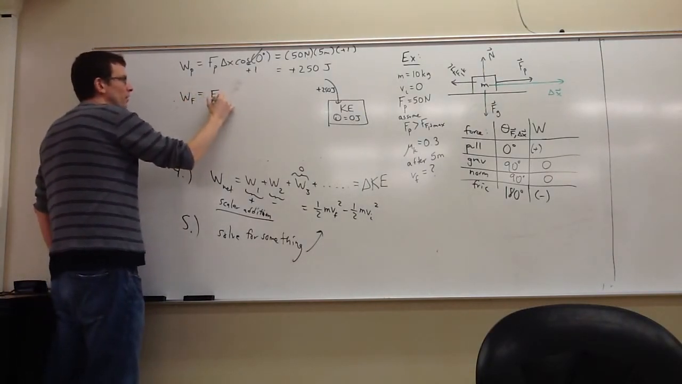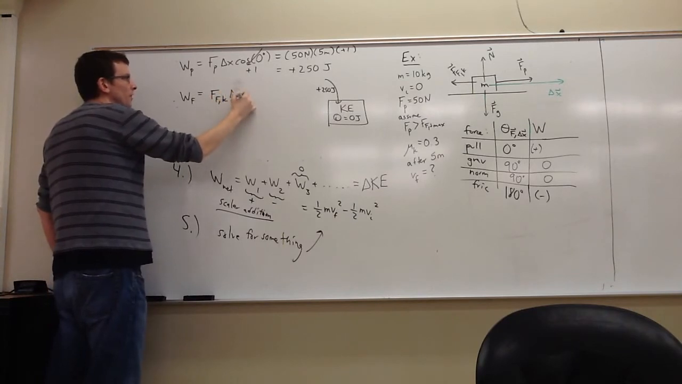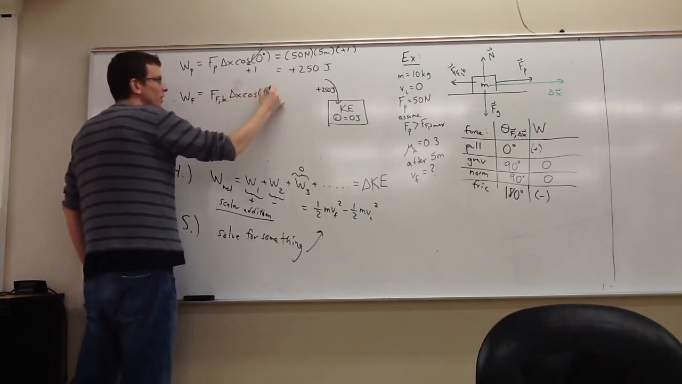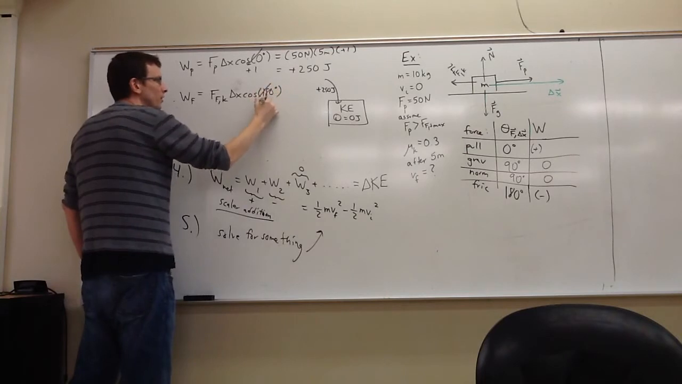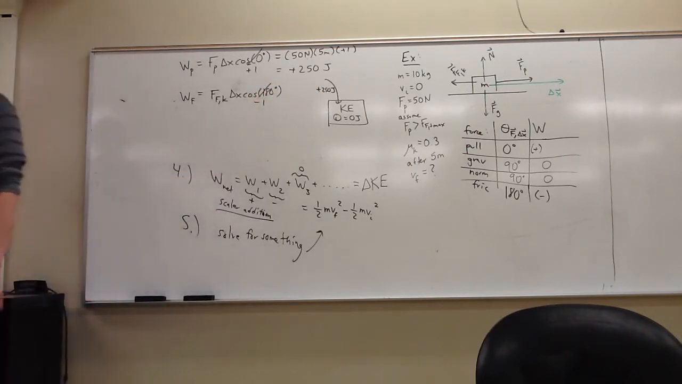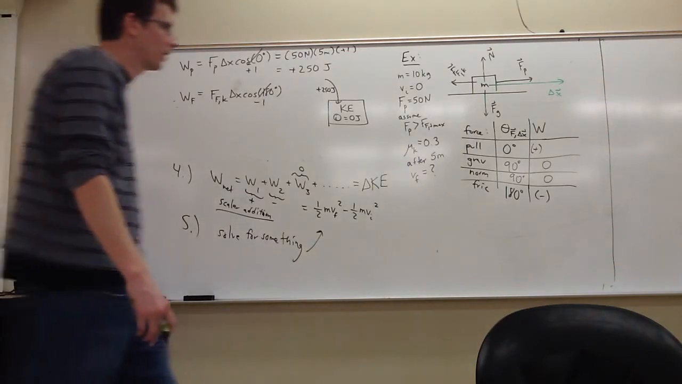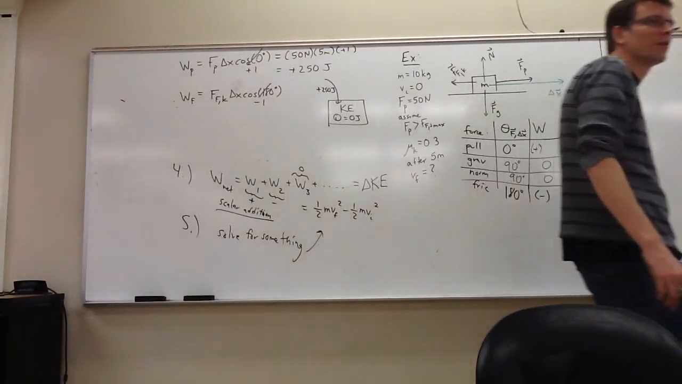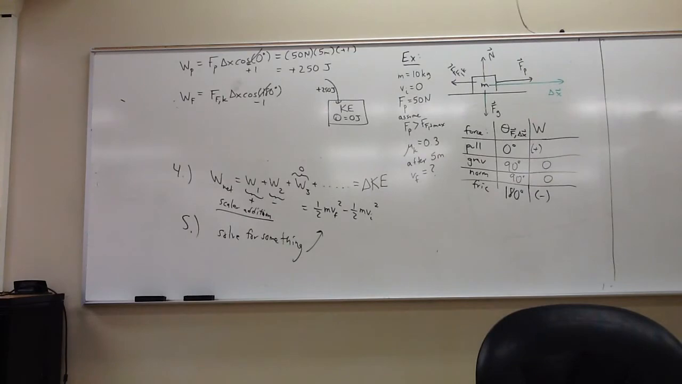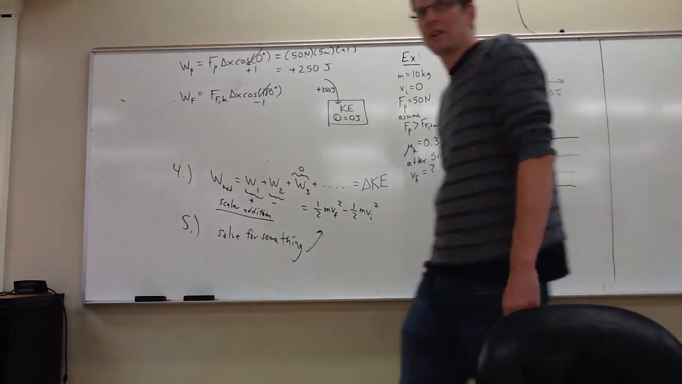So that'll be the size of the frictional force times the size of the displacement, cosine of 180. Cosine of 180 is -1. So there is where your negative comes from. You don't need to put it in yourself. It's actually all taken care of. The formula will provide its own sign. You just need to identify the angle correctly.